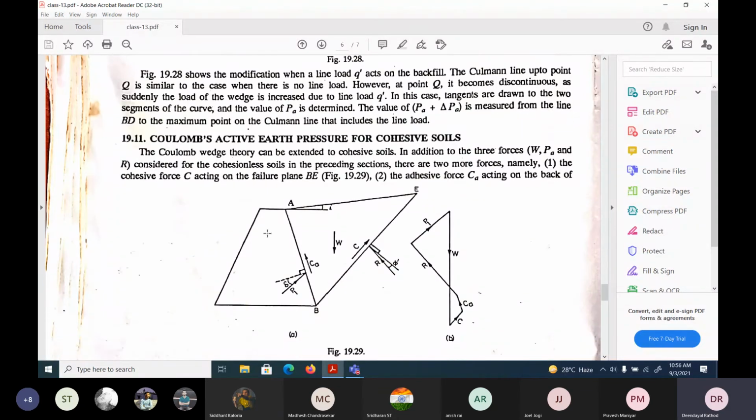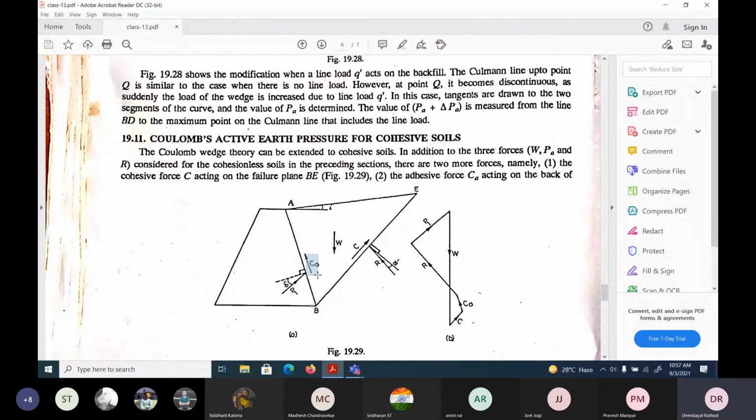Okay, so Coulomb theory we have seen; for a cohesive soil, how we can use this Coulomb's theory. Again, the force triangle we have to draw. The Coulomb's wedge theory can be extended to cohesive soil. Okay, in addition to the three forces we have previously seen, considered for the cohesionless soil in the preceding section, there are two more forces, namely the cohesive force C along the failure plane, and the adhesive force CA here, which will act.